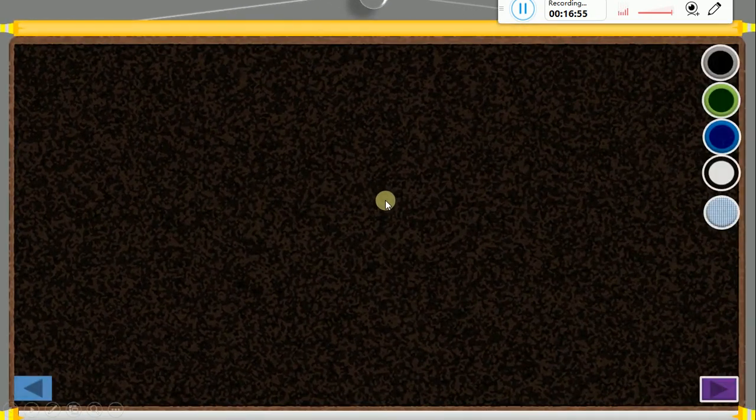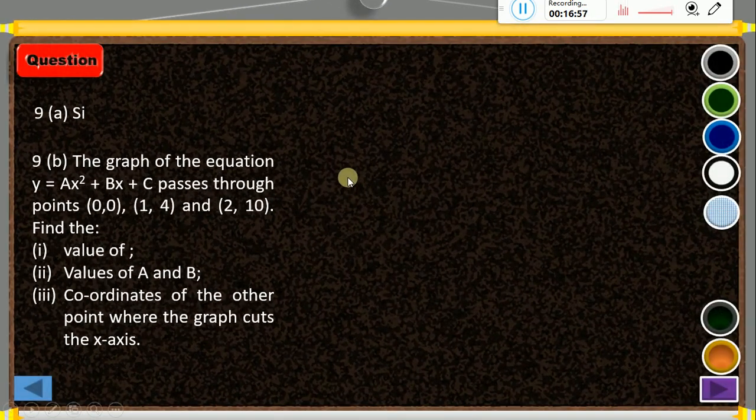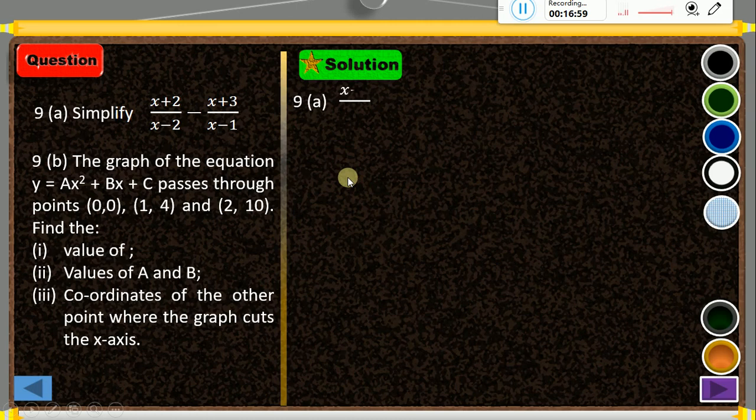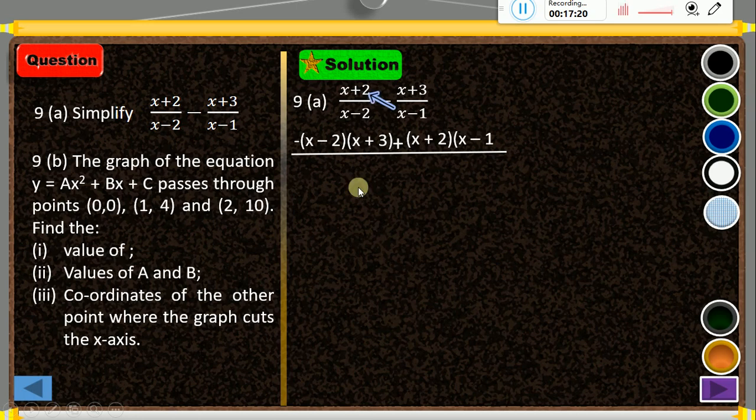That takes us to the last question in this presentation. Question number 9. Then we are to simplify this. That gives us this. Then we cross multiply. This will cross multiply. Remember here is minus, so we are now going to have minus that. Then this cross multiply this, we have this, and then multiply across, we get this.